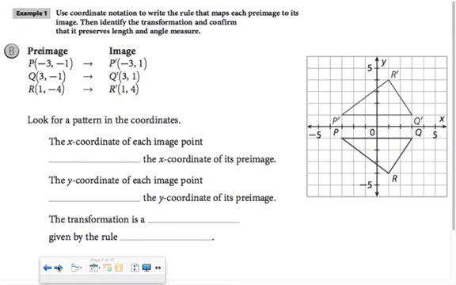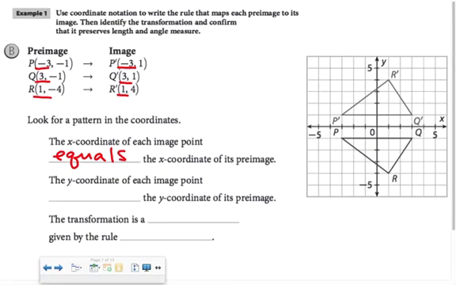So we're looking for a pattern in the coordinates. It says the coordinate of each image point, what? The coordinate of its pre-image. So let's look at those x-coordinates. And what I would hope that you'd notice is that the x-coordinate stays the same. So to fill in that blank, the x-coordinate of each image point is the same as or equals the x-coordinate of its pre-image.